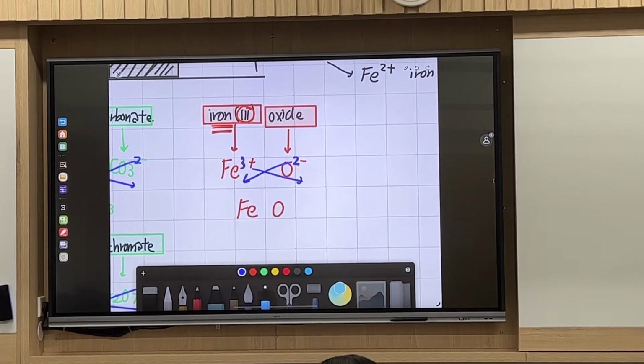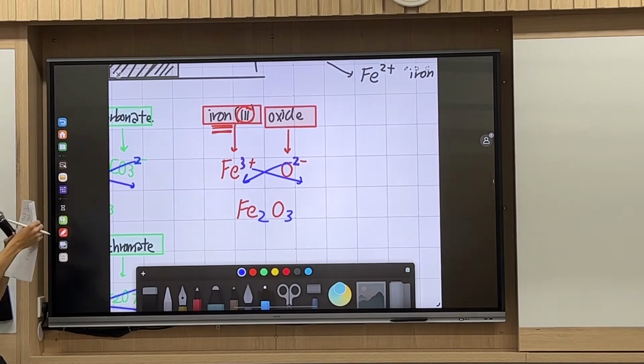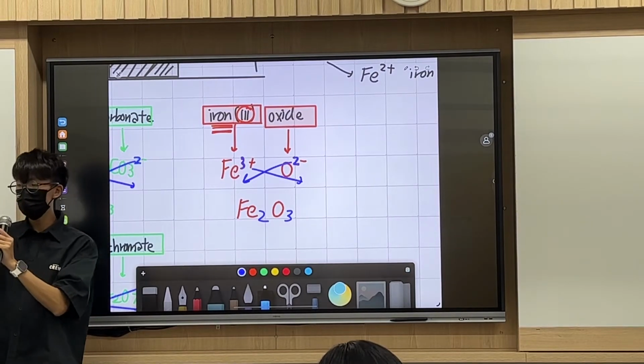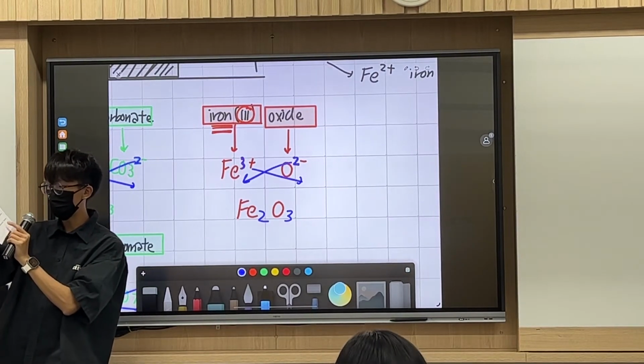Yes, Fe2O3. So I hear the answer. It's pretty repetitive, I would say. Okay, so we'll check the answer for the rest right now.